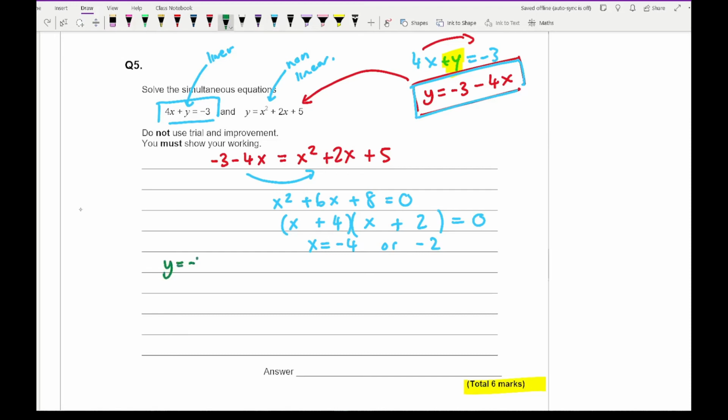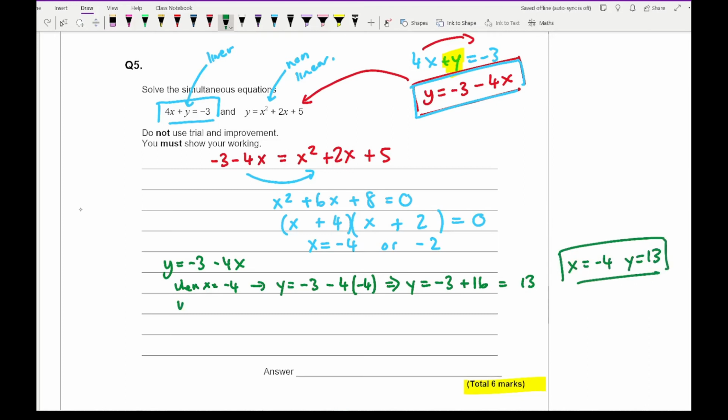So y equals minus 3 minus 4x, but we are dealing with negative values a lot. When x equals minus 4, y equals minus 3 minus 4 times minus 4, which equals minus 3 plus 16, which gives me 13. So one of my sets of answers is when x equals minus 4, y equals 13.